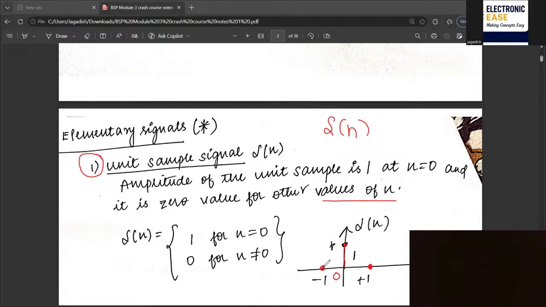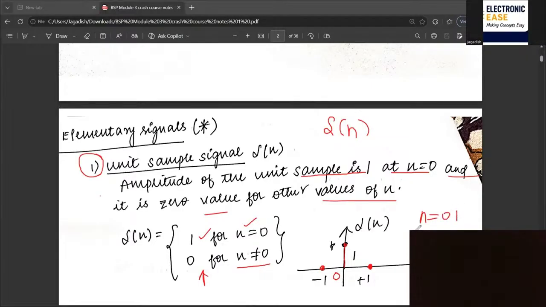Use a proper scale. Here the amplitude of the unit sample is 1 at n equal to 0 and it is 0 for the other values of n. You should write the case also: del of n is 1 for n equal to 0 and 0 for n not equal to 0. Only at n equal to 0 it will be 1.